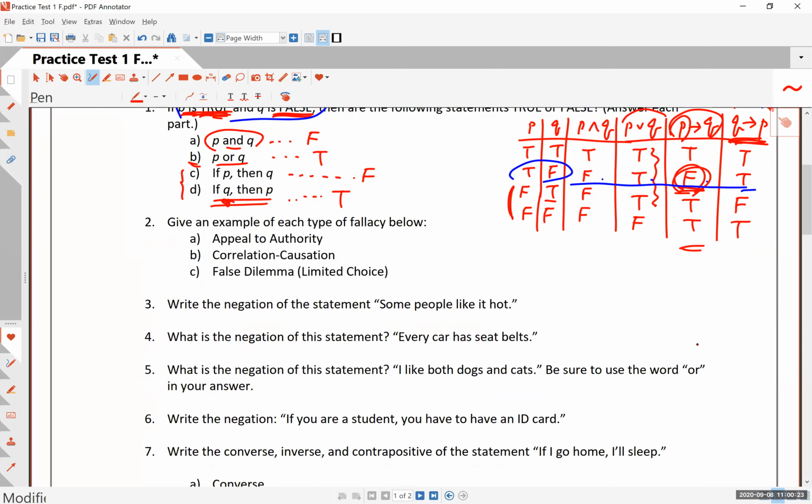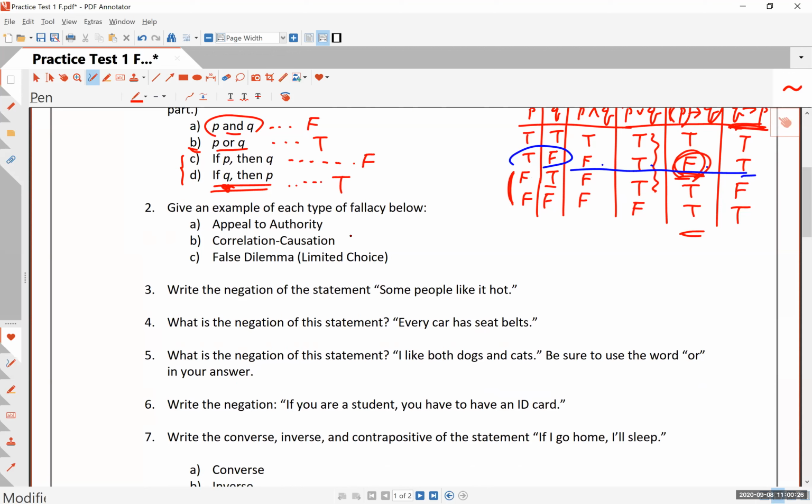Number two, give an example of each type of fallacy here: appeal to authority, correlation and causation, false dilemma. I'll let you look at this, right? I'm not going to write down all the details here, but for instance, on the answer key, you will see appeal to authority, like global warming is going to destroy the earth in 10 years because that's what my science teacher told me, okay? So try to find an authority. Oh, I found a recent Facebook post. If somebody told me, I have a friend who is a nurse and she said that wearing masks doesn't help anybody, that's appealing to an authority because a nurse is sort of an authority on healthcare, right? But just because one nurse said something does not mean it's true.